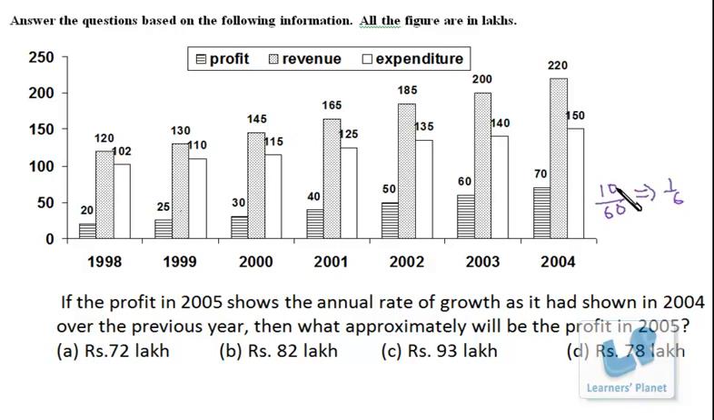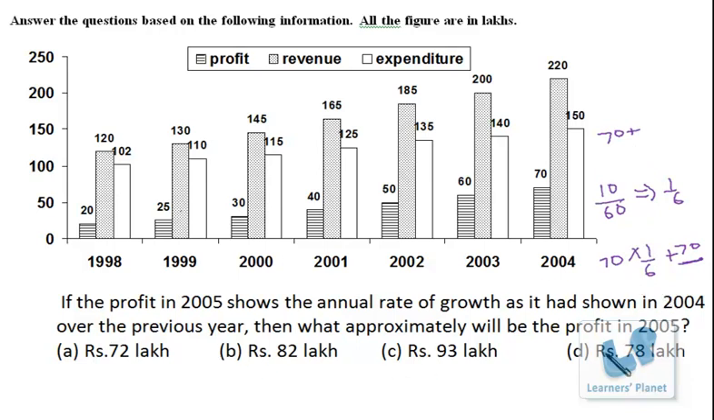Now, in year 2005, the same rate of growth is there, right? So, in 2005, 70 is the existing profit, right? And 1 by 6 is growing, that is the fraction I'm taking, plus the existing profit. So, on 70, 1 by 6 is growing, right? Getting me? So, what is happening? 70 plus 1 by 6 of 70.